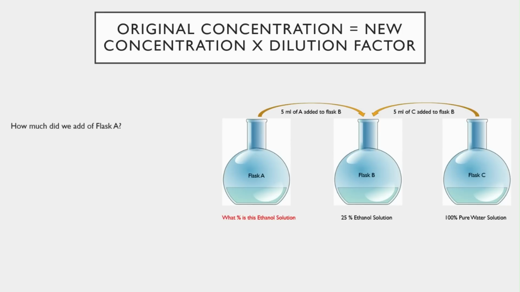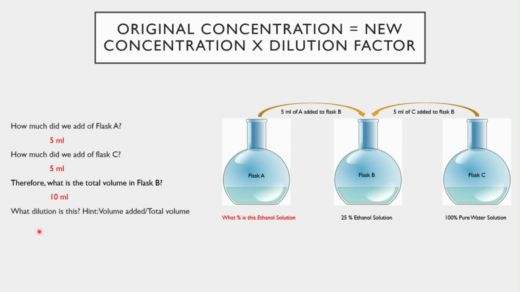So we used to know this. Now we're trying to figure out what percent is the original ethanol solution. So we're pretending we didn't know this now. Again, we'll just put together our numbers here to figure out our dilution. How much did we add of flask A? Well, it says we added 5 mLs. How much did we add of flask C? It said we also added 5 mLs. Therefore, what is the total volume in flask B? The total volume is 10 mLs.